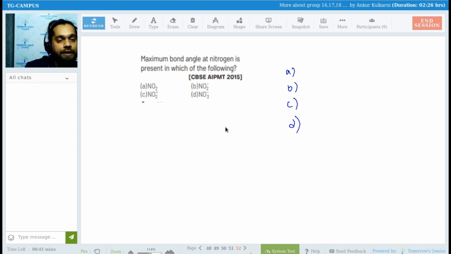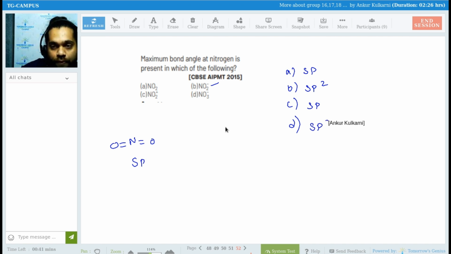For NO2, okay, I'll tell you. N double bond O, N double bond O. Okay, then we have NO2, this is sp. NO2 minus according to VSEPR you'll get sp2. NO2 plus according to VSEPR you'll get sp. Then over here NO3 minus according to VSEPR you'll get sp2. Okay, sp2. Now over here remember this.